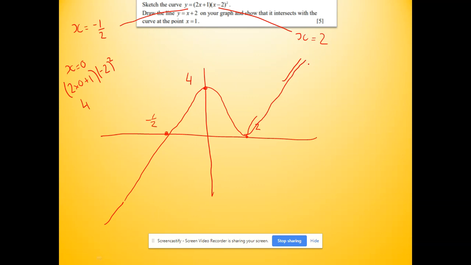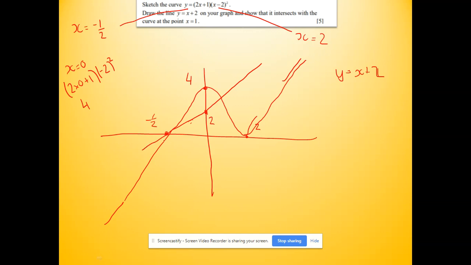It then says draw the line y equals x plus 2. Now, y equals x plus 2 is telling you that the gradient is 1 and it crosses at 2. So we're going to have it crossing at 2. Just make sure you mark that point as well. Gradient of 1 means it's going positive. Now it does just want the sketch, so we're just going to do it like that.